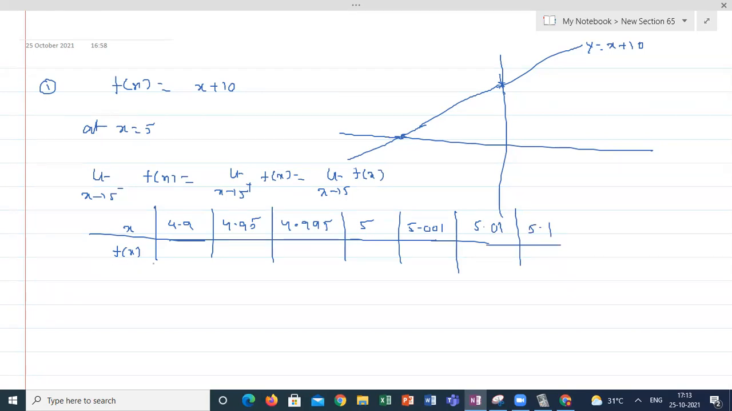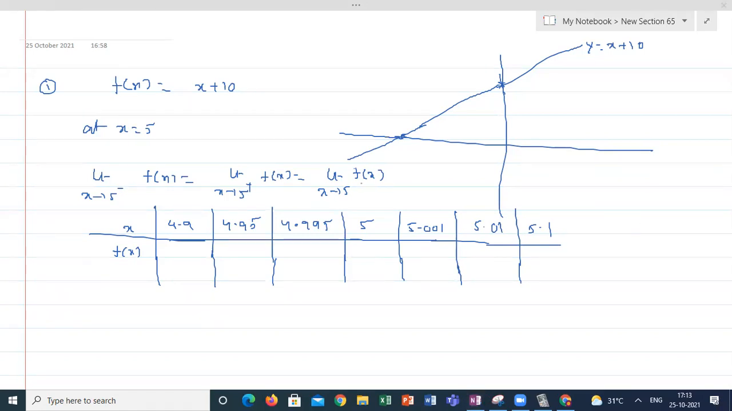Jitin, Hamsini, please. What are the values? Substitute in the given equation. Let me know what are the values you are getting.